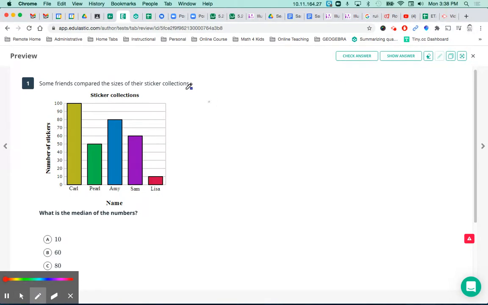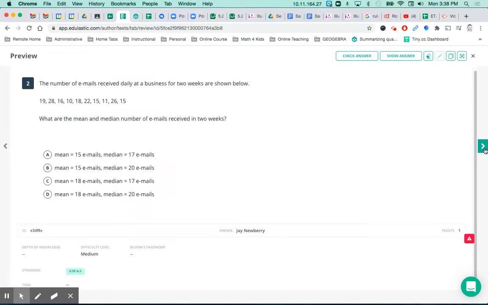Okay, next one. The number of emails received daily at a business for 2 weeks are shown below. Here are the different numbers. What are the mean and median number of emails received in 2 weeks? So I'm going to go through this one in pretty good detail. The ones that are similar to this, until we get through 10, I'm probably going to just talk about them real quick.